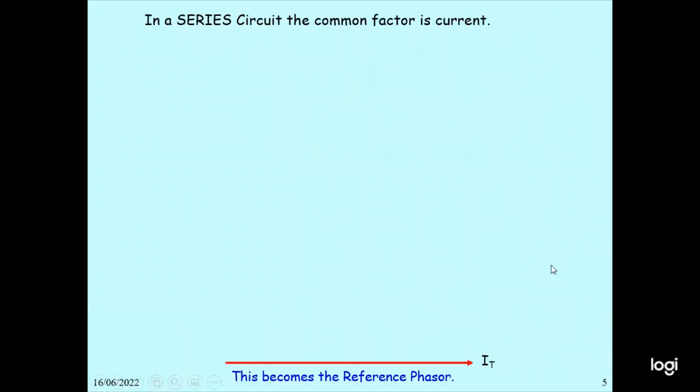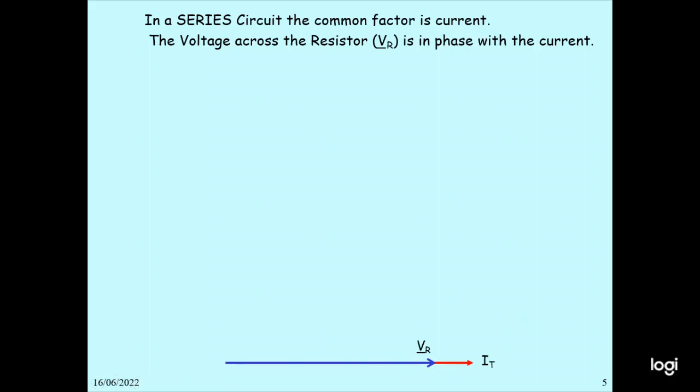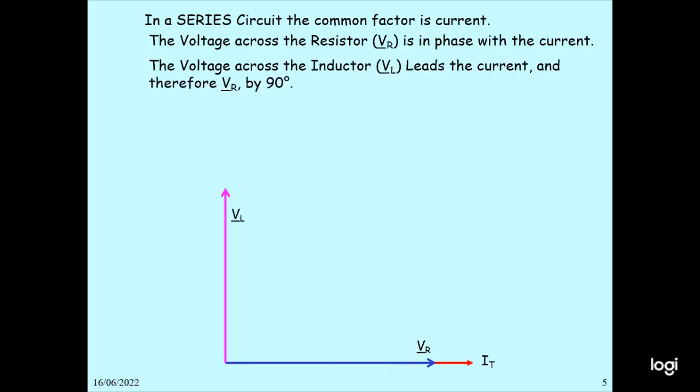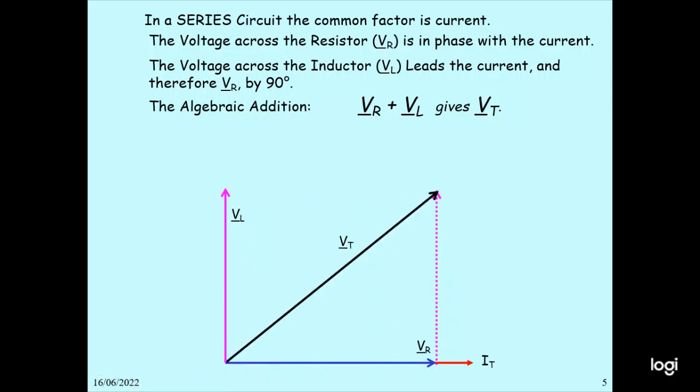So in a series circuit, the common phasor is current. So this one is the reference phasor. The voltage across the resistor VR is in phase with the current. So this voltage, the blue one, is in phase with the current. The voltage across the inductor VL leads the current by 90 degrees. So this voltage across the inductor is at 90 degrees. Phasor addition, VR plus VL is equal to VT. So this is the total voltage VT, where VR is the resistance voltage and VL is the inductance voltage.